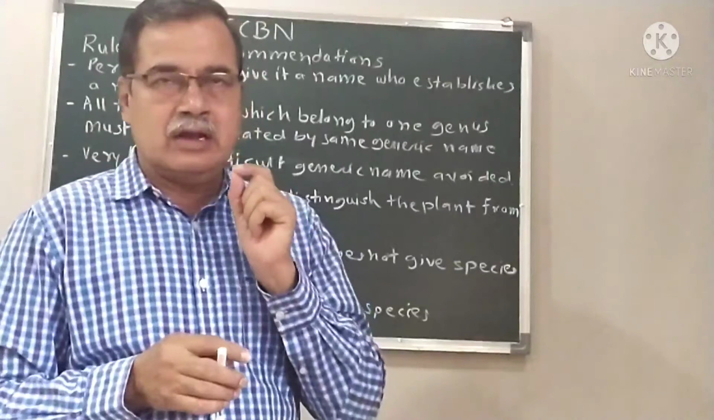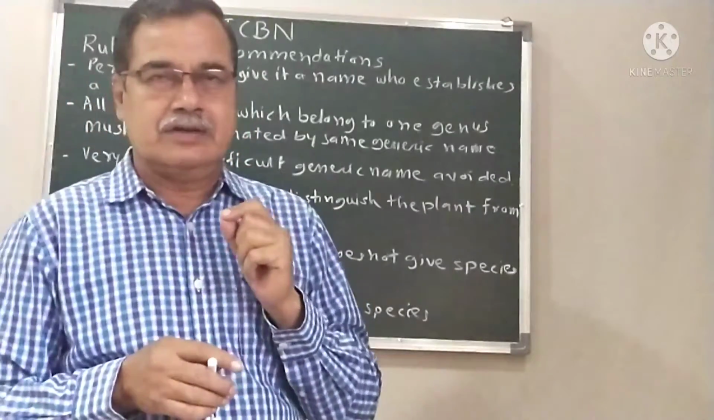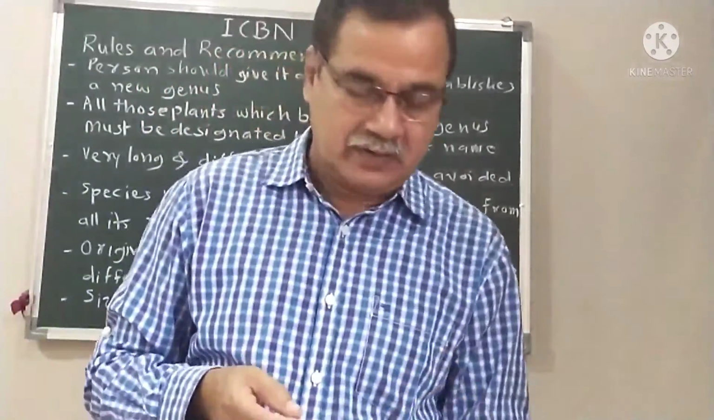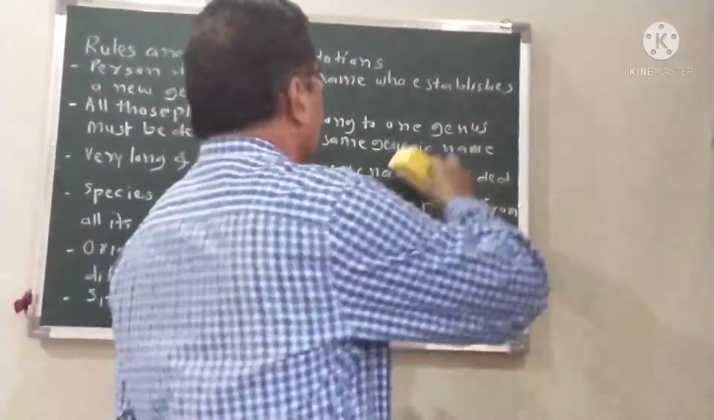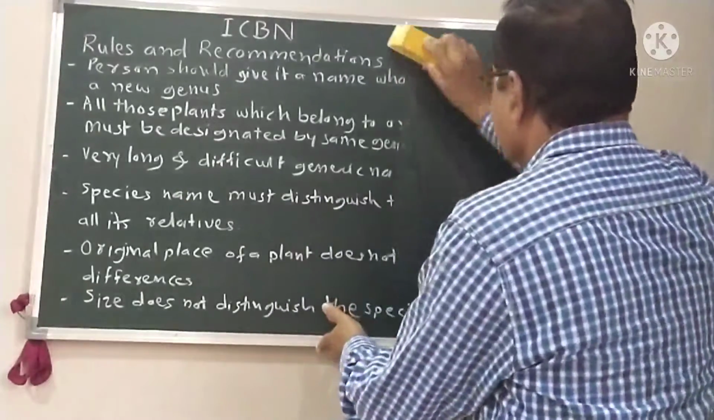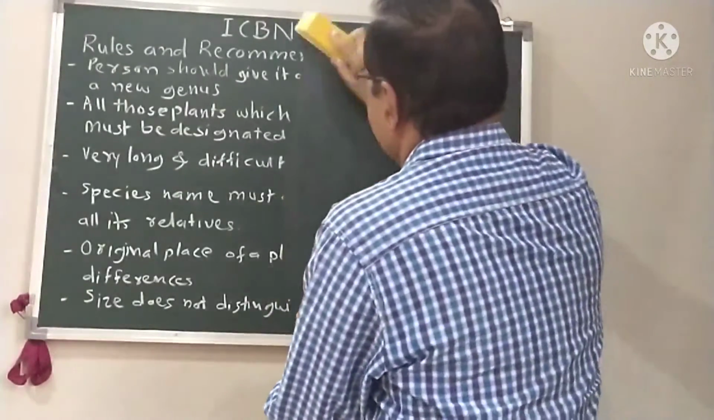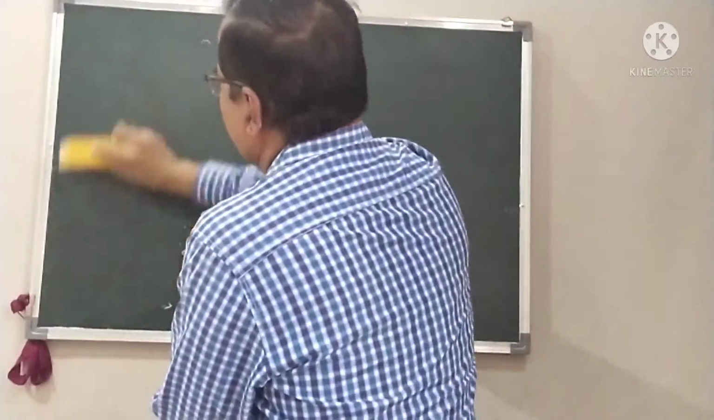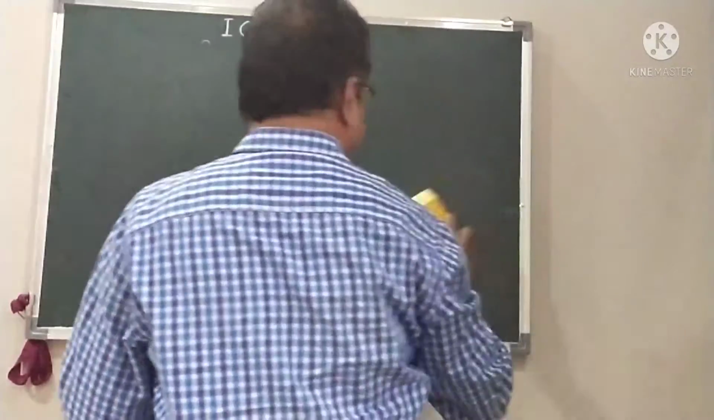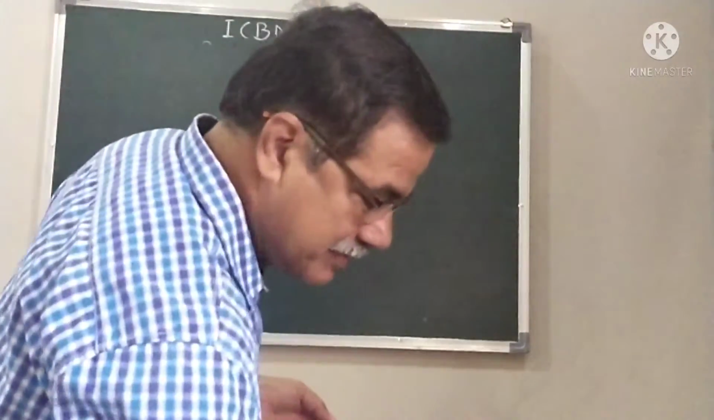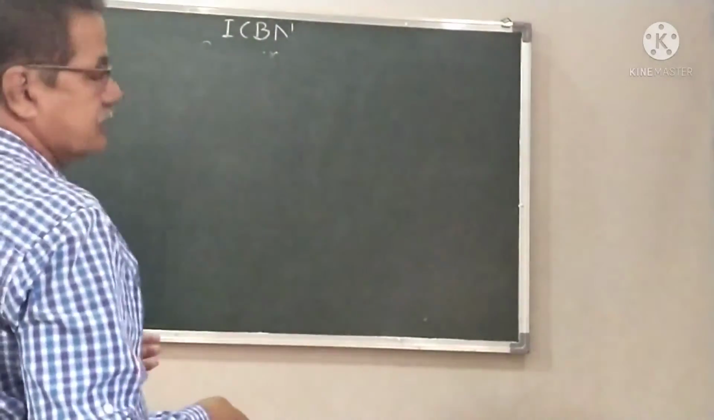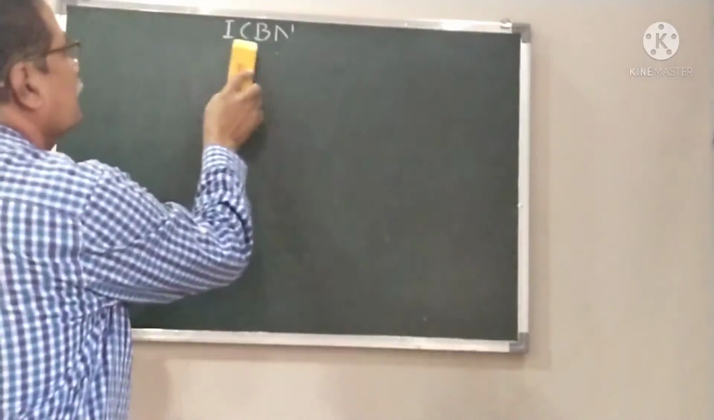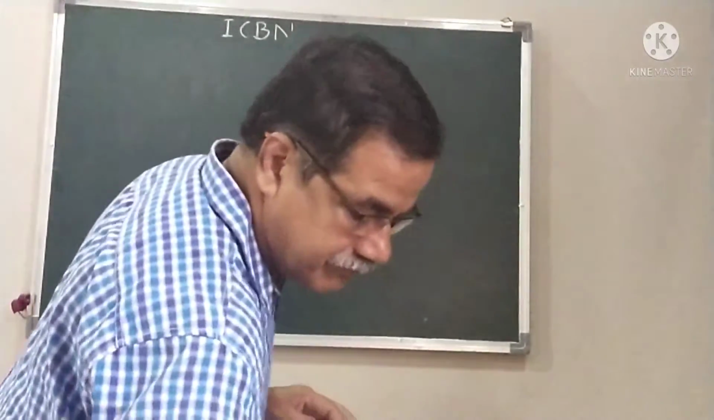The International Code of Botanical Nomenclature laid down these laws and rules. According to these laws, binomial nomenclature takes place, and the plant name is given according to these rules and regulations. Consider one plant we are familiar with, that is mango.